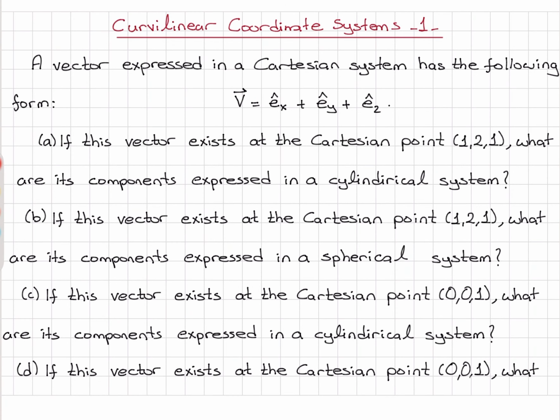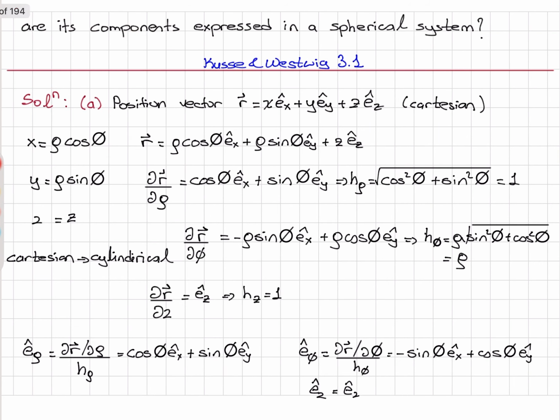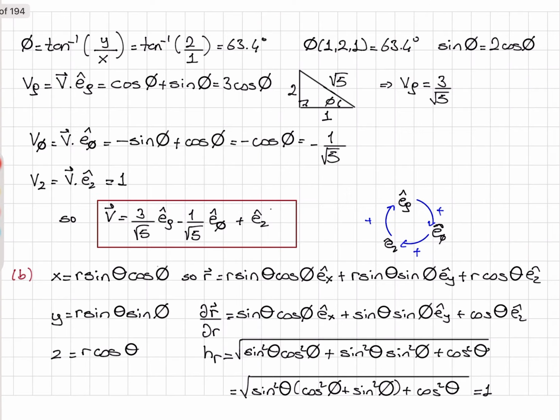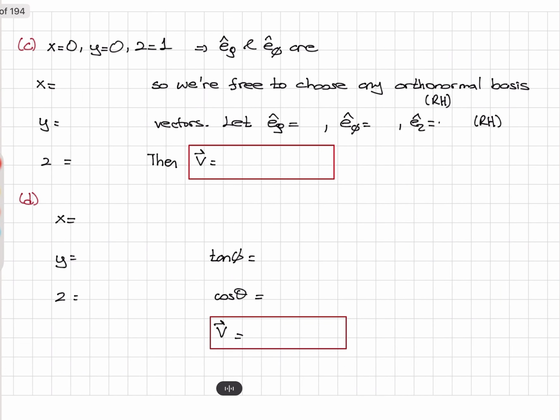Curvilinear coordinate systems, problem 1. A vector expressed in a Cartesian system has the following form: ex hat plus ey hat plus ez hat. Part C. If this vector exists at the Cartesian point 0, 0, 1, what are its components expressed in a cylindrical system? And if this vector exists at the Cartesian point 0, 0, 1, what are its components expressed in a spherical system? Okay, now we're just changing the point, Cartesian point, x equals 0, y equals 0, z is equal to 1.